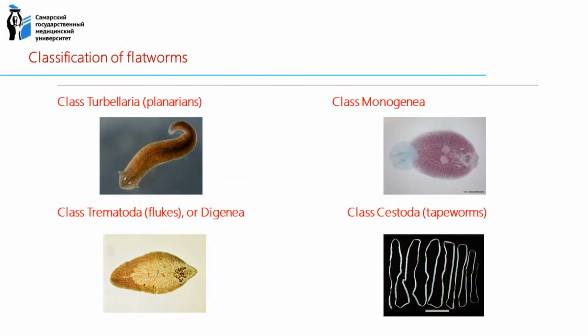Classification. There are several opinions on the classification of flatworms. One of them we see on the screen. There is class Turbellaria or planarians. They are free living, they have a ventral mouth, and locomotion by creeping on cilia and mucus. Class Monogenea. They are ectoparasites on skin or gills of fish. They have a simple life cycle, so no intermediate host, and they have one generation.